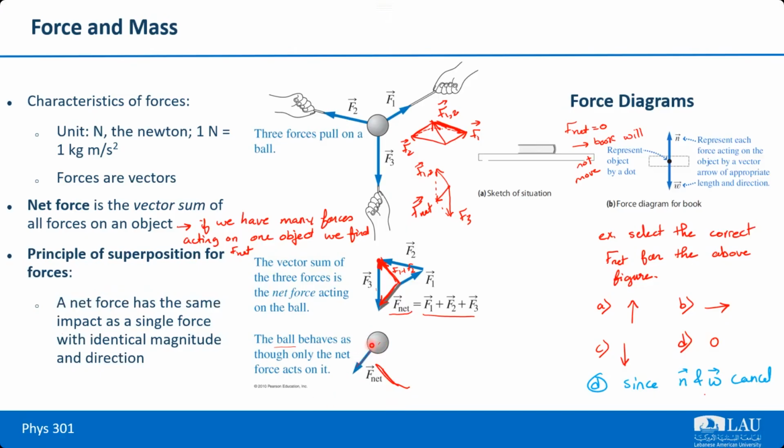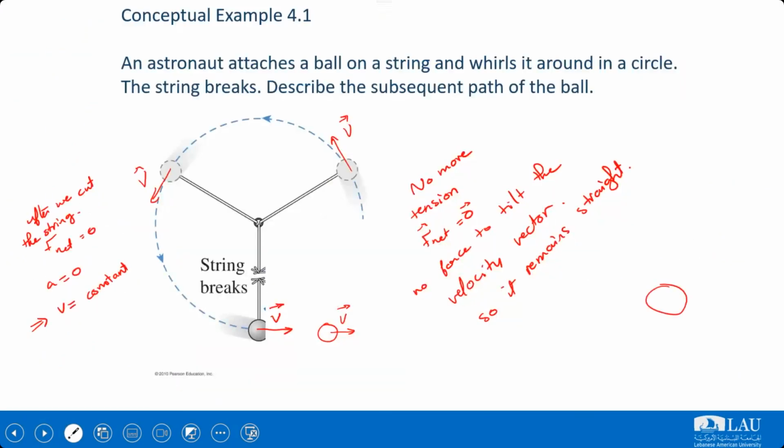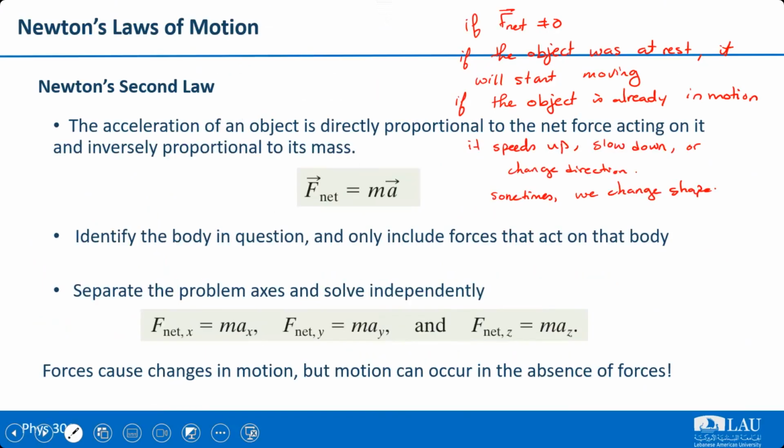If the ball was not at rest, it was moving to the right, it will start tilting towards this direction. So something in the motion will change. Namely, we will have some motion. The object, if it was at rest, will start moving. If it's already in motion, it will speed up, slow down, or change direction according to the scenario we have.